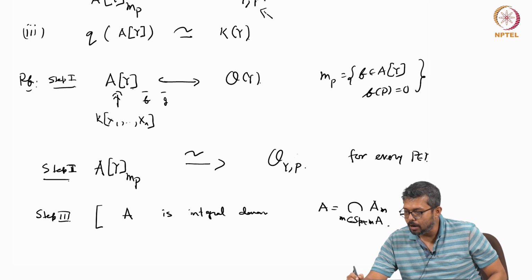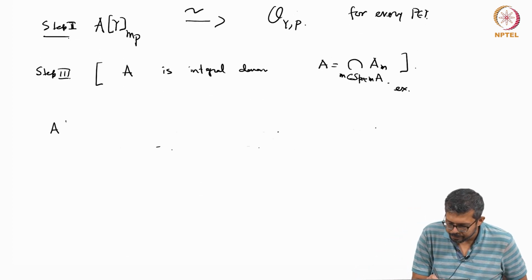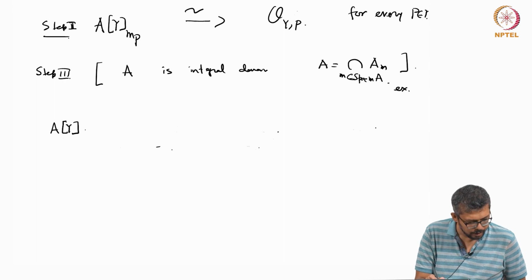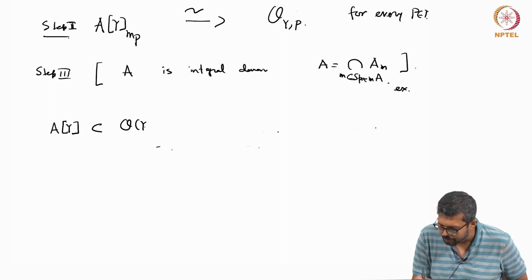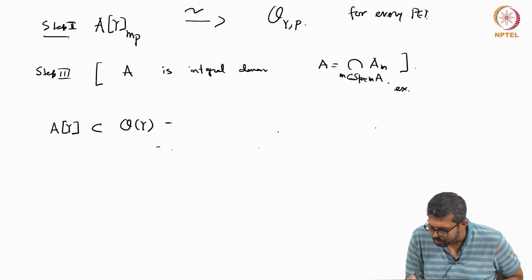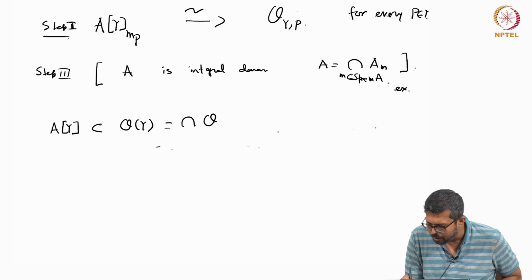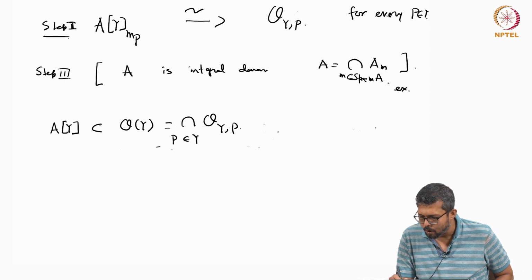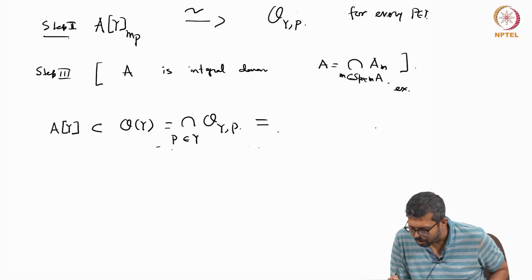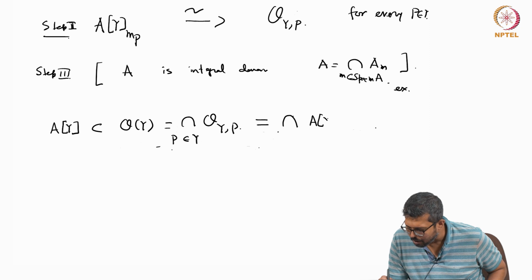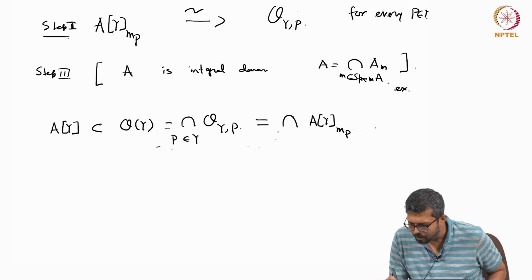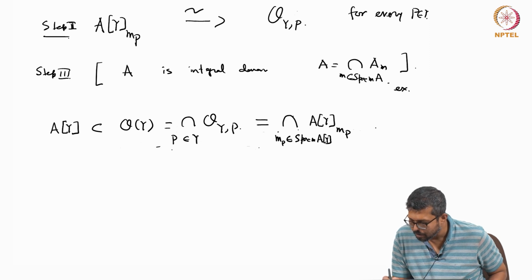And this is true. Now, what is the point? The point is that A(Y), which is the coordinate ring, is injective in O(Y). Now this is the intersection of O_{Y,P}, P belongs to Y. But O_{Y,P} is isomorphic to A(Y)_{M_P}. So this is the intersection of A(Y)_{M_P}, M_P a maximal ideal, but this is the same as A(Y).